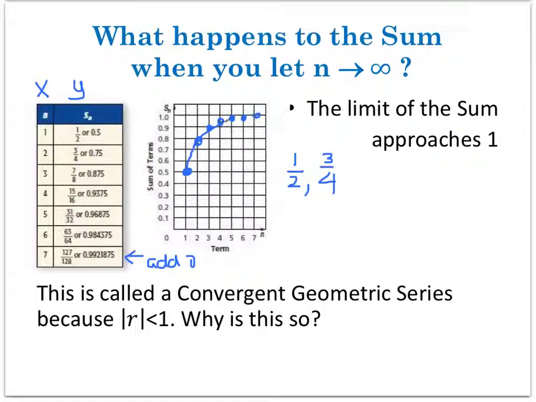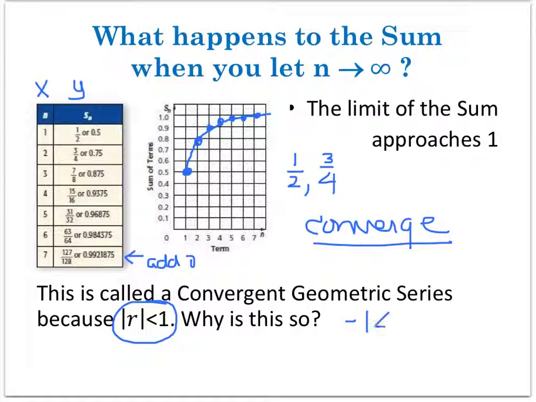So what we say is this series is going to converge, and it only converges in a special case, when the absolute value of your common ratio is less than 1, which is like saying it's between -1 and 1. And that's because when you multiply a fraction by itself, as the denominator gets larger, your whole value is going to get smaller.